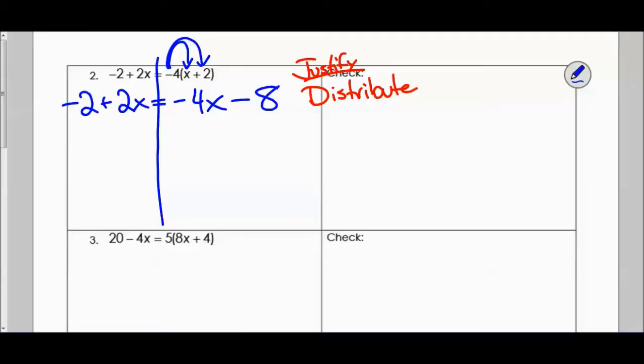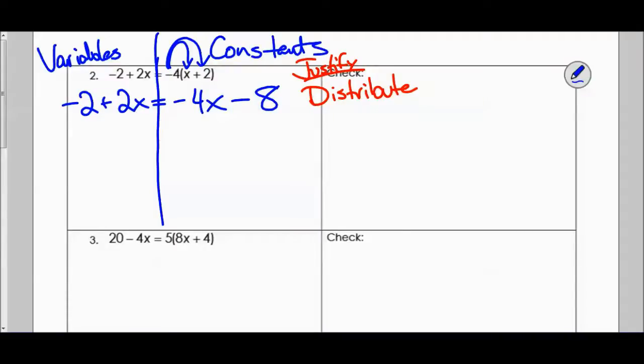We have negative 2 plus 2x, those are not like terms, and negative 4x minus 8, again, not like terms. Now we're going to move all of our variables to one side, all of our constants to the other. I'm going to choose the exact same thing as before. Variables on the left, constants, or numbers by themselves, on the right.